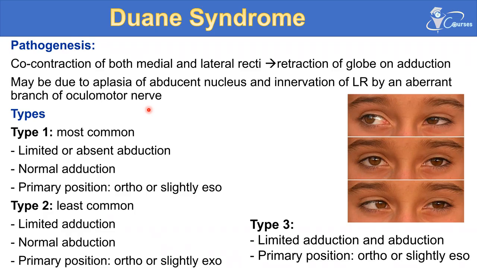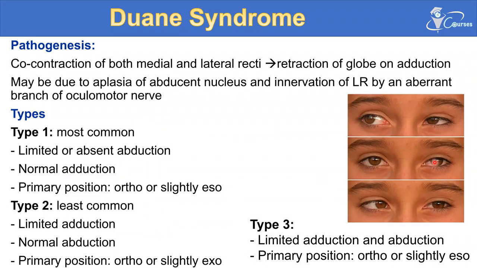So when the patient is looking medially, both the medial and lateral rectus will contract, because both of them are supplied by the oculomotor nerve, leading to retraction of the globe. So this will be the hallmark of Duane syndrome. Let's see this photo here.